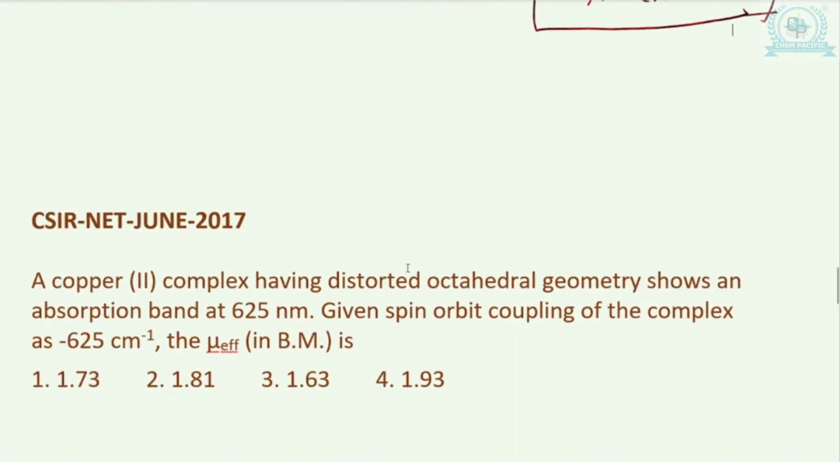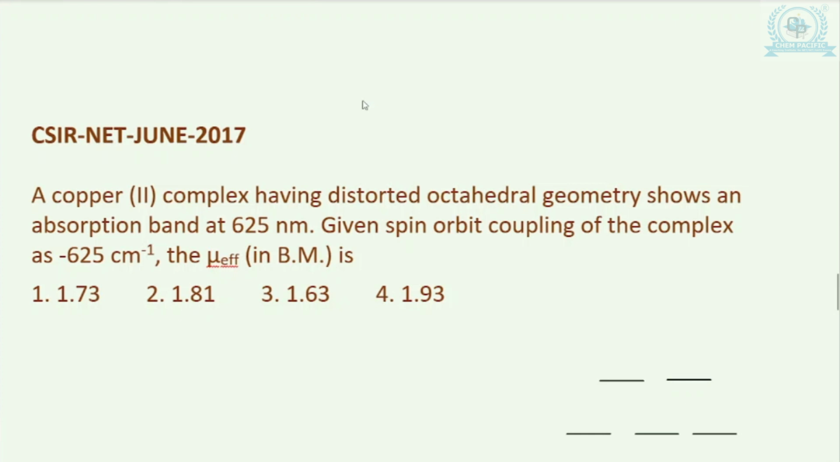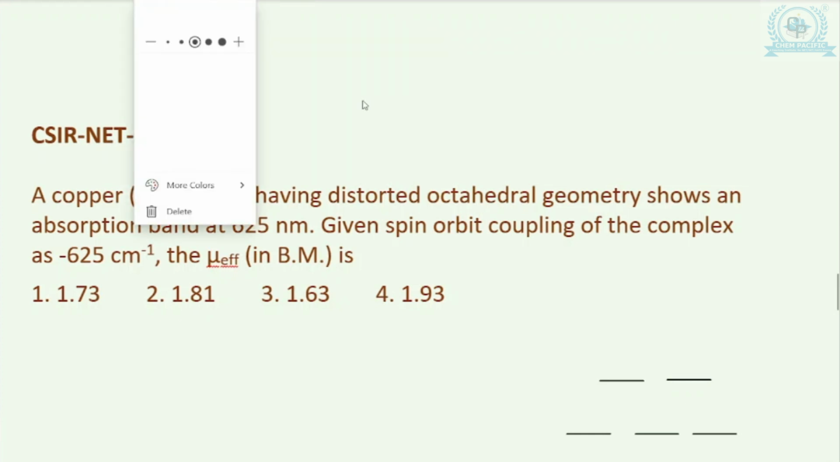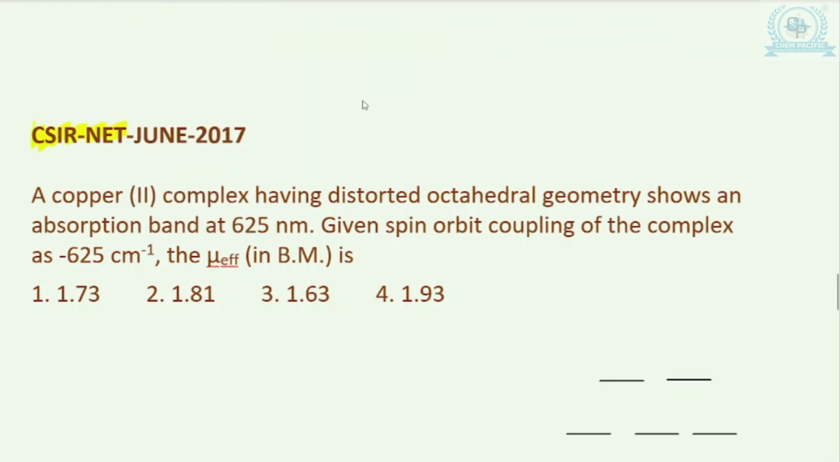ठीक है, now let us solve. यही क्वेश्चन आपको CSIR-NET में आए थे. So let us solve this question. This is CSIR-NET June 2017. They have given copper 2+ complex having a distorted geometry which shows an absorption band at 625. So this is the value of the wavelength. Absorption band wavelength का वैल्यू दिया है. Spin orbit coupling, they have given the value of this. So spin orbit coupling constant मतलब lambda का वैल्यू they have given you.